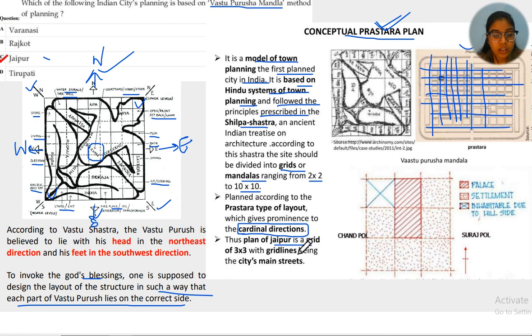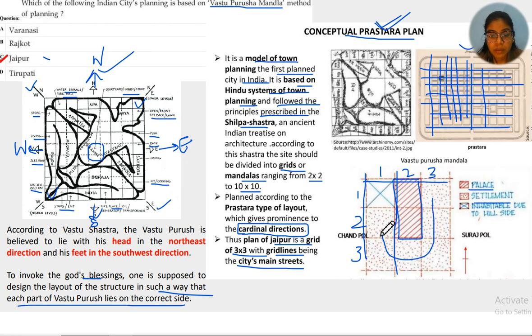Thus, the plan of Jaipur is a grid of 3 by 3. As you can see, this is a grid of 3 by 3, with grid lines being the city's main streets. Now see how they have placed things. They have placed the palace in this grid, and the settlement focusing on this palace. All around the palace they have placed the settlement.